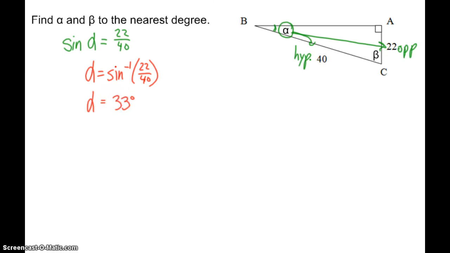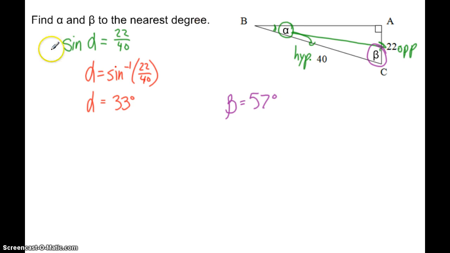Okay, I do want you to do the work for beta. I know we could just subtract it from 90, but go ahead and take a minute to do your work to find beta. Pause your video and do that. I'm going to give you the answer here for the value of beta in 5, 4, 3, 2, 1. Your value for beta is approximately 57 degrees. So if you don't get that, go back and try it again.